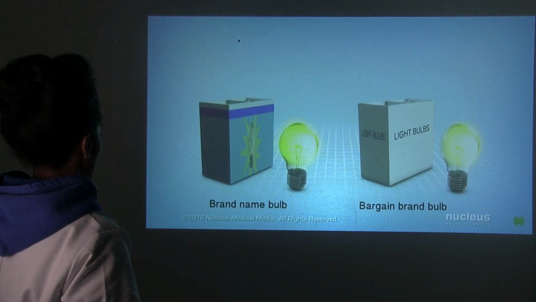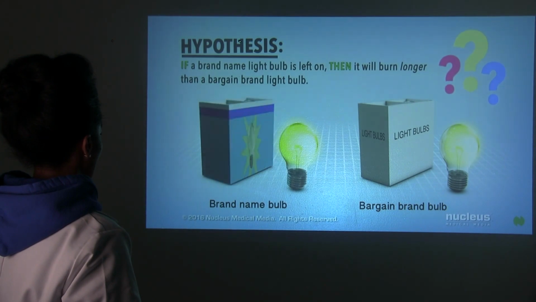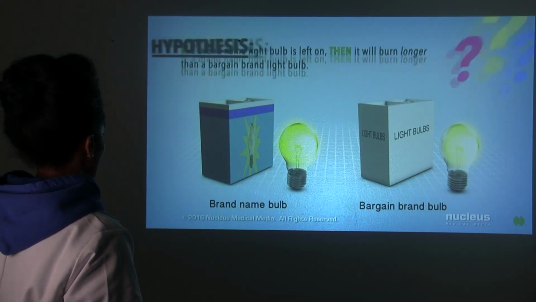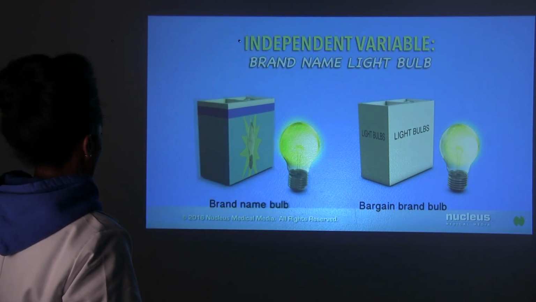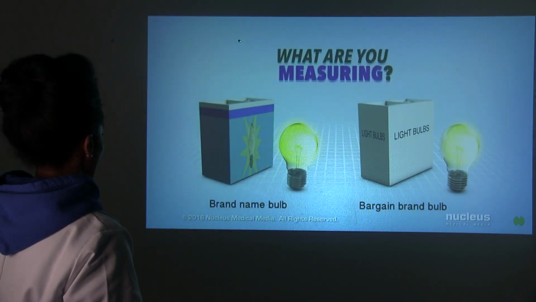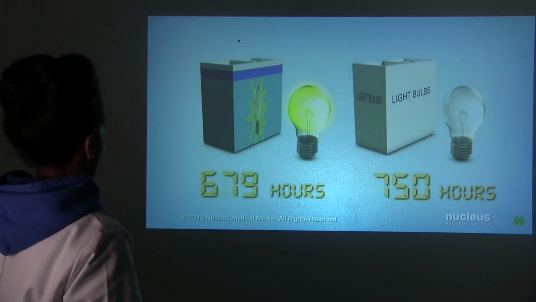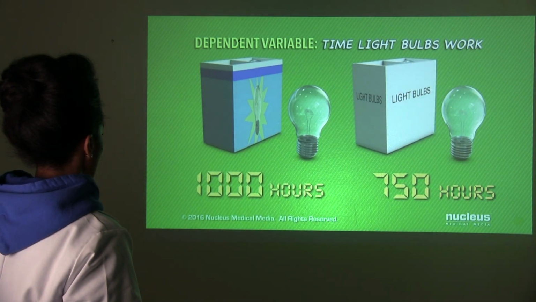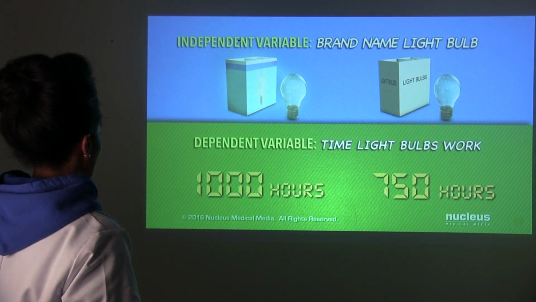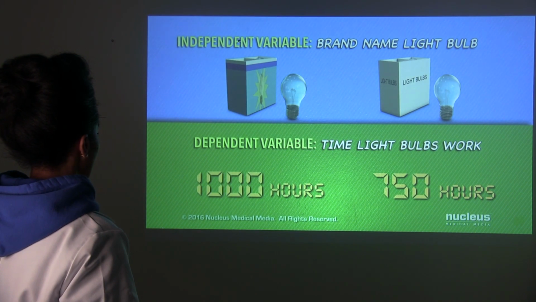Here's a final example to help you understand these terms. You predict that if a brand name light bulb is left on continuously, then it will burn longer than a bargain brand light bulb used in the same manner. In this case, what is the independent variable? It's the brand name light bulb. What are you measuring? You're measuring how many hours the light bulbs work before burning out, which is the dependent variable. The independent variable is the brand name light bulb, and the dependent variable is the amount of time the light bulbs work before burning out.